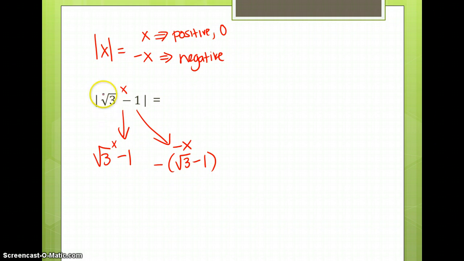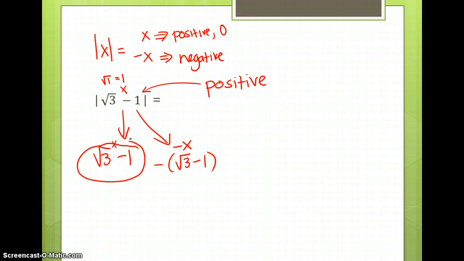So we need to figure out square root of 3. Let's approximate that. If you use your calculator, you could grab that. But what's square root of 3 going to be? Well, it's definitely going to be more than 1 because the square root of 1 is 1. So this value is going to end up being a positive number. Square root of 3 is definitely bigger than 1. When we subtract 1 away, we're going to keep a positive number. So square root of 3 minus 1 is still going to equal square root of 3 minus 1 once we take the absolute value bars away.